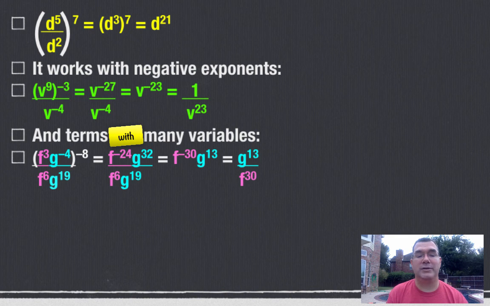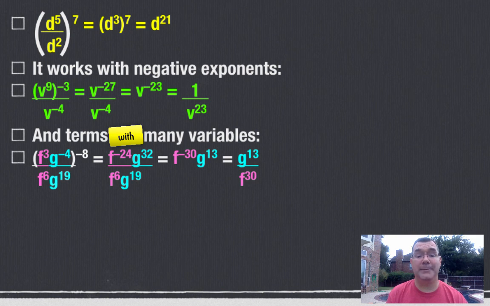So I have f to the 3, g to the negative 4, all raised to the negative 8. So f to the 3 to the negative 8 is going to be f to the 3 times negative 8, which is f to the negative 24. g to the negative 4 to the negative 8 is going to be g to the negative 4 times negative 8, which is g to the positive 32. And then I leave the denominator the same.